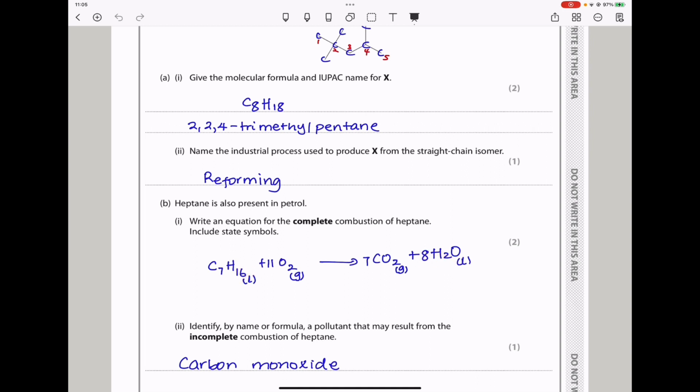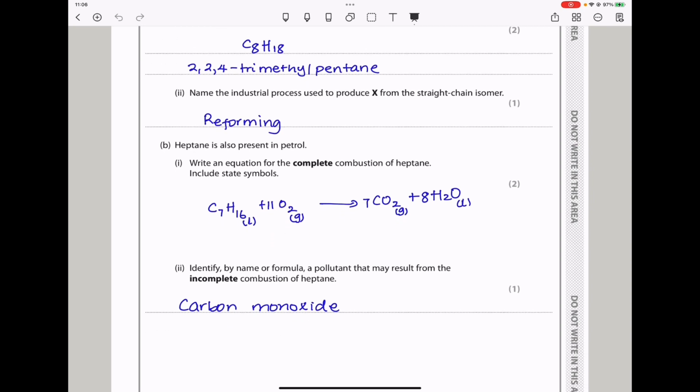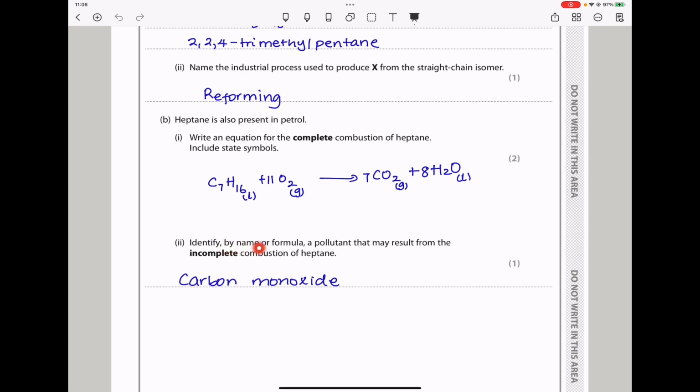After we balance the carbons and hydrogens, then we can balance the oxygens. Now the oxygens here are 14 plus what we see here, which is 8. 14 plus 8 creates 22, so I just have to put 11 here to create 22 atoms of oxygen. And for the state symbols, this is a liquid. You know, C7H16 is a liquid. This is a gas, that is a gas, and that is a liquid. The next part, identify by name or formula a pollutant that may result from the incomplete combustion of heptane. This could be carbon monoxide.